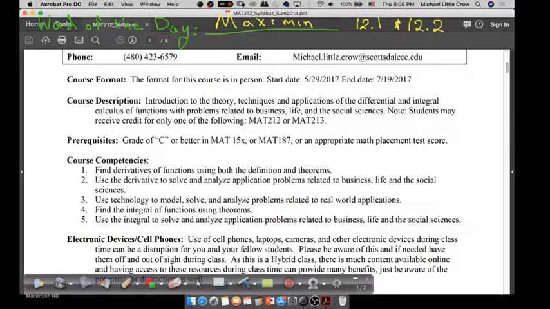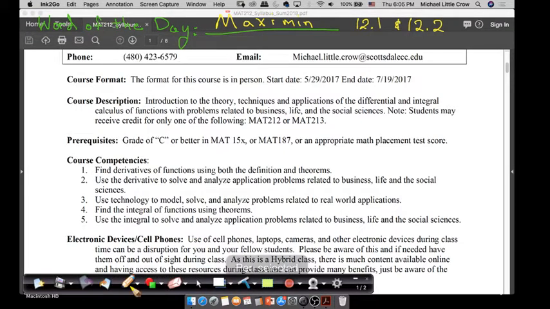So what I did is I found out here, looking at the competencies, this tells me what I'm supposed to teach you guys, or what we're supposed to do. Finding derivatives of functions using both definition and theorems. We've done that. That was mostly chapter 10. So that took care of that first competency, check. Use derivatives to solve and analyze application problems related to business, life, and social sciences. We're covering most of those tonight. So the second part of 12 deals with application problems. There were some application problems in 11, weren't there?